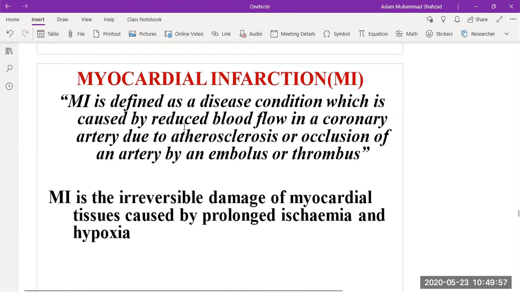So myocardial infarction is defined as the disease caused by reduced blood flow in the coronary artery due to atherosclerosis or occlusion of an artery by an embolus or thrombus, and it is the irreversible damage of myocardial tissue caused by prolonged ischemia and hypoxia.